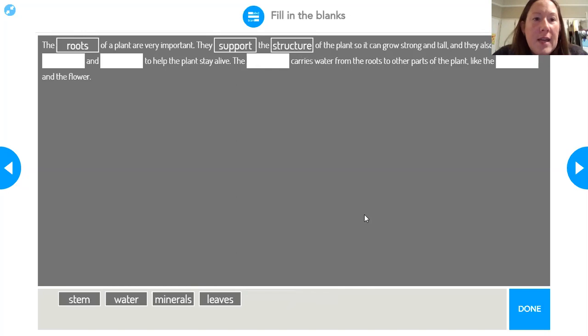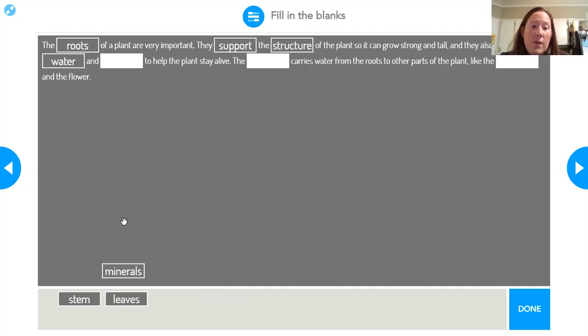And they also take in blank and blank to help the plant stay alive. What do plants need to stay alive? Well, let's see what we have. Leaves, minerals, water, and stem. Well, I know every plant, if I don't water my plant, it's going to die. So I know one of these blanks must be water. And I learned just a minute ago that even plants need minerals to live. So I'm going to go with that term. Whoops. Miss Morgan has to get it in the right box.